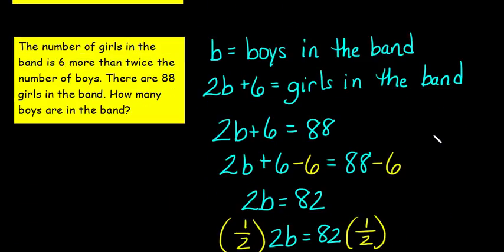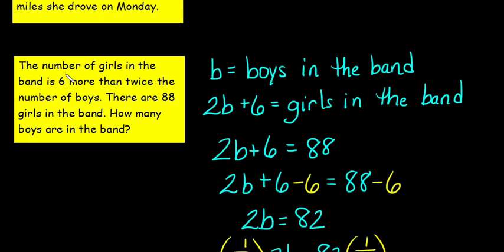All right, here we're going to write an equation, and it will be our last one, and we'll practice more of these tomorrow. The number of girls in the band is 6 more than twice the number of the boys. There are 88 girls in the band. How many boys are in the band? Well, I don't know how many boys are in the band, so I'm just going to put that B equals the boys in the band.